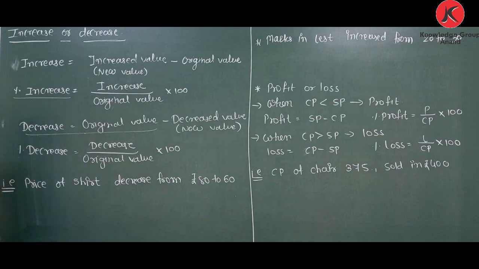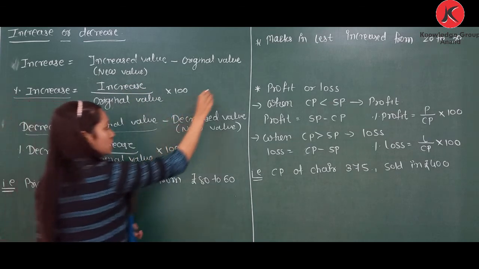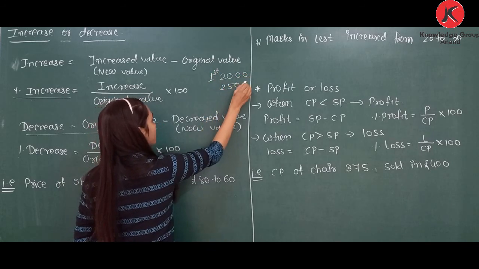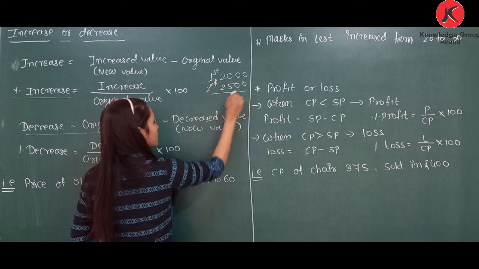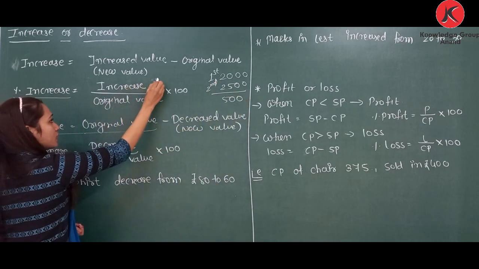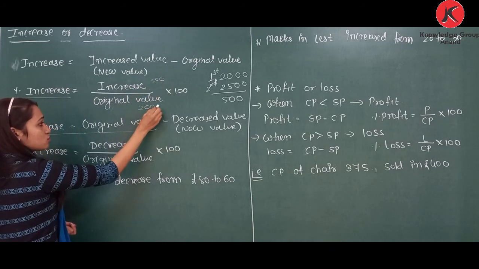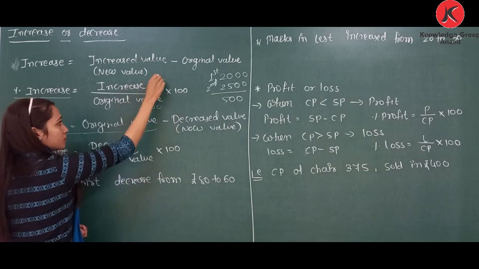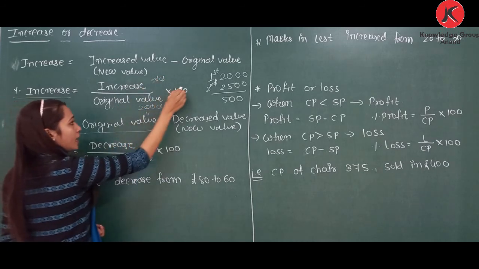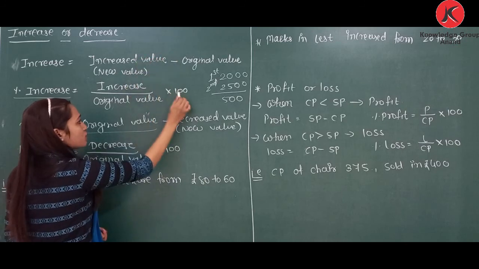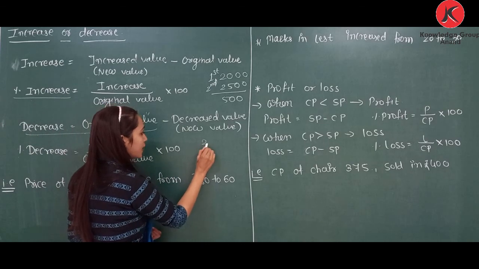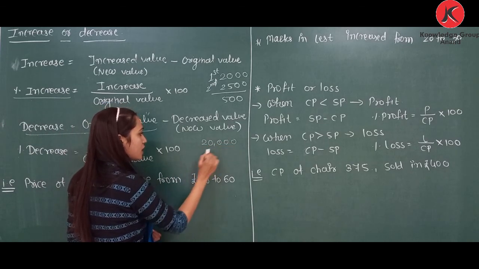So if we take the example of that population, it is 2,000 in the first year and 2,500 in the second year. So the increase is what? 500. So 500 will be here, the original value that is 2,000 here, and multiply by 100. So here we can cancel out this. 5 4s are 20 and 25 4s are 100. So it is 25%.